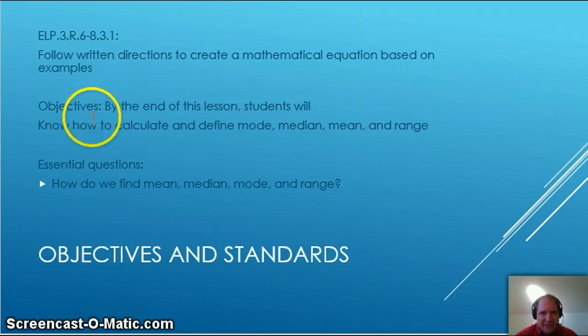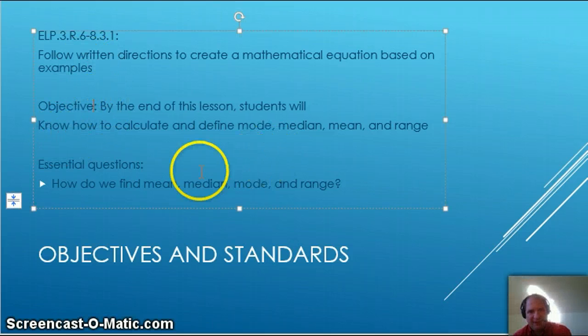Real quickly, here's our objective, our standard, just one. We have one essential question. How do we find these four things?